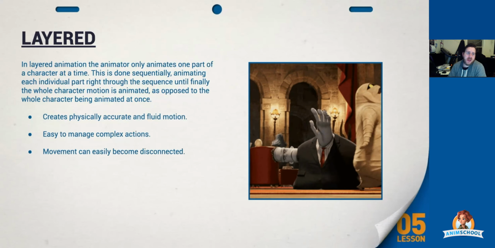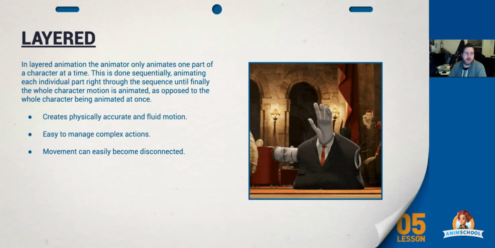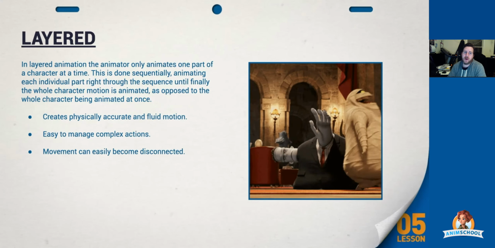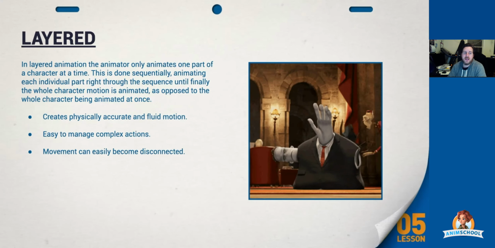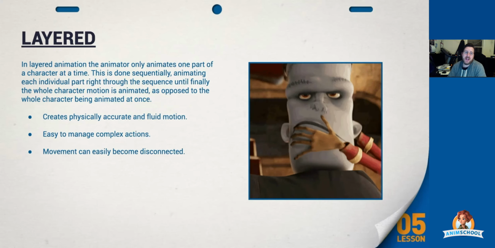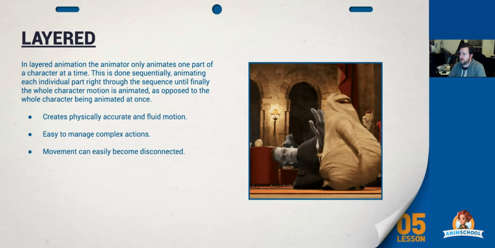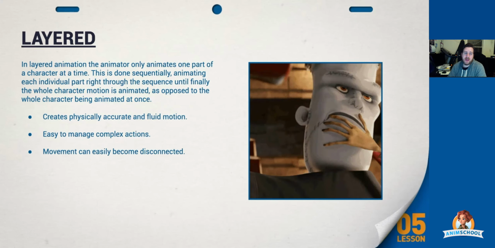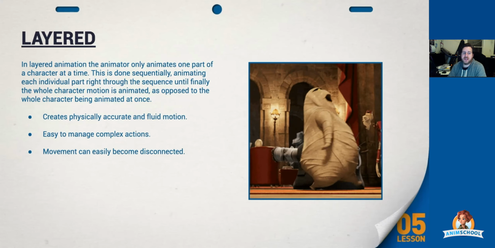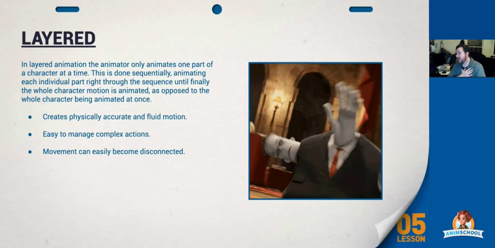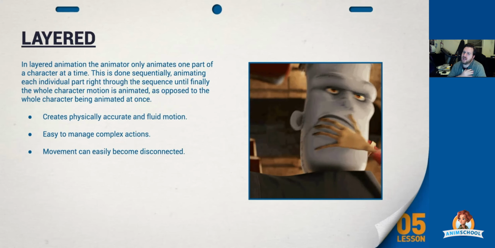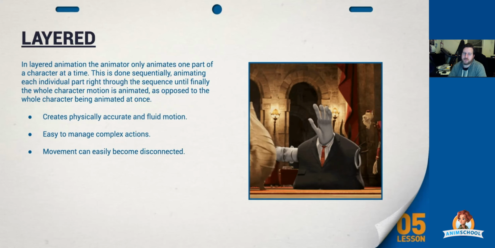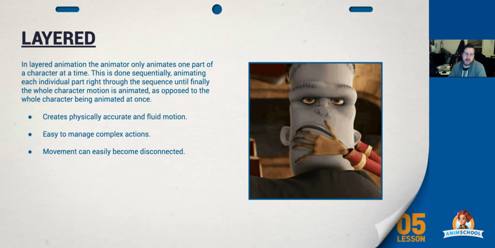Layered. In layered animation, the animator only animates one part of a character at a time. This is done sequentially, animating each individual part right through the sequence until finally the whole character motion is animated, as opposed to the whole character being animated at once. Creates physically accurate and fluid motion, easy to manage complex actions. Movements can easily become disconnected, which is what happened to me my first time, but I've gotten the hang of it since, and I use it tastefully. I don't do it for everything. There's some pose-to-pose stuff I really like that I'll use, but I'm probably like a 90% layered animator now.